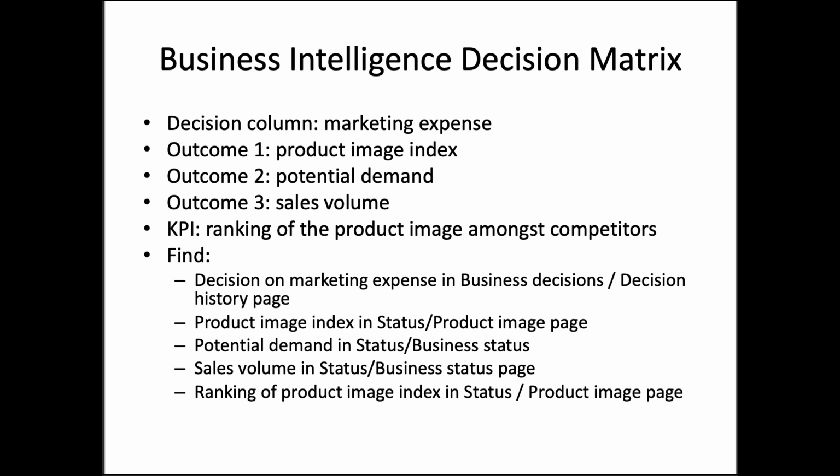You are now at the middle of a business simulation game that has gone through 4 rounds. All the data pertaining to the past rounds are at your disposal. You just need to find them. You can find the decision on marketing expense in the business decisions, decision history page, the product image index in the status, product image page, the potential demand in the status, business status page, the sales volume in the status, business status page. You can find the ranking of product image of your company amongst the competitors in the status, product image page. Fill all the cells with the data you extracted.